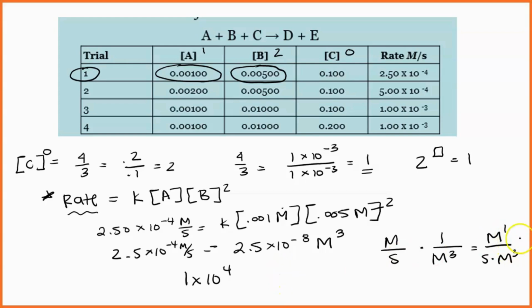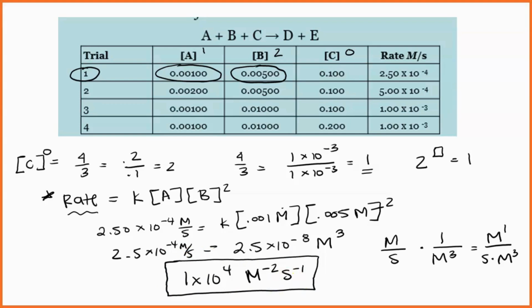What do I do with these exponents of the m's? Subtract. So 1 minus 3 is what? So m to the negative 2 and seconds to the negative 1. So this is the value for k, and you need to have the units as well.